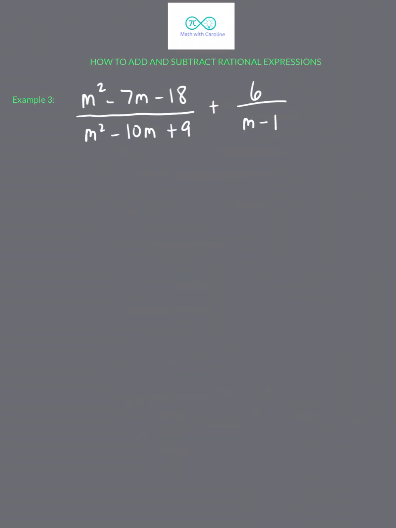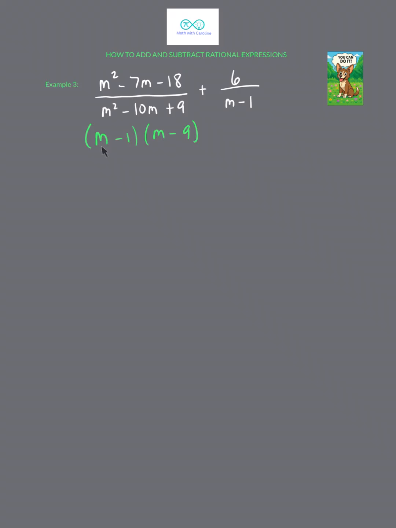Here's example 3. Now, again, in order to add fractions, which are rational expressions in this case, since we have variables in here, we need a common denominator. Now, it's likely that this is a factor of this, so we need to factor this first denominator first and see if this is already a factor of this denominator. Go ahead and factor that denominator now. This denominator factors to n minus 1 times n minus 9.